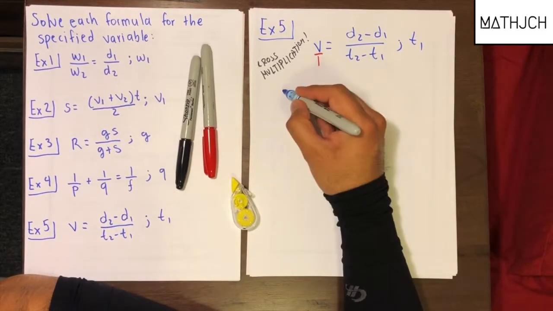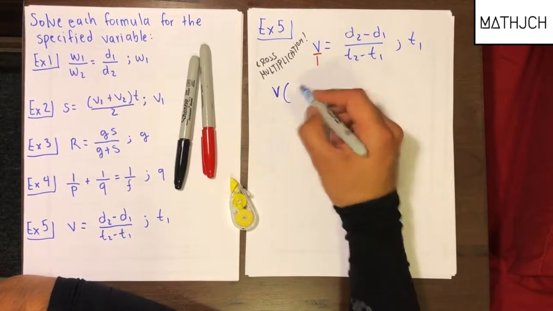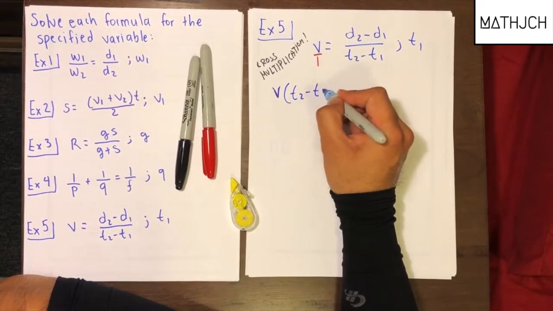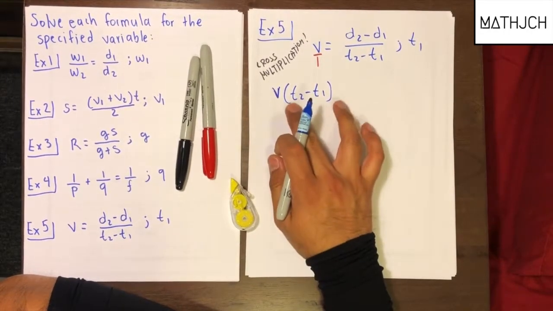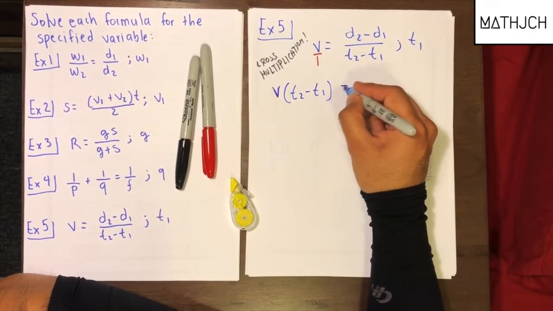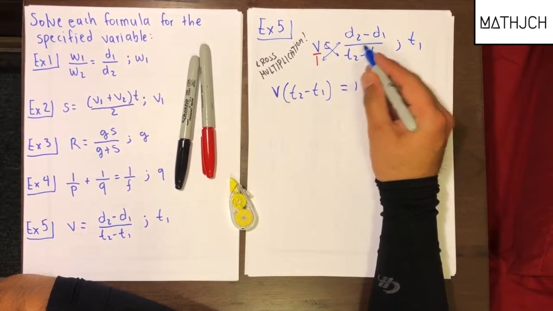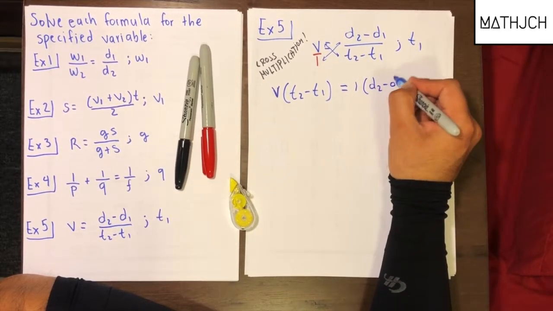So v is going to multiply (t2 minus t1). Again, we use parentheses because we have more than one term here, equals the other cross multiplication, 1 multiplied by (d2 minus d1).